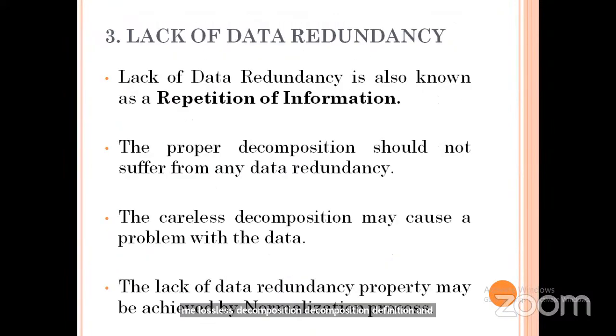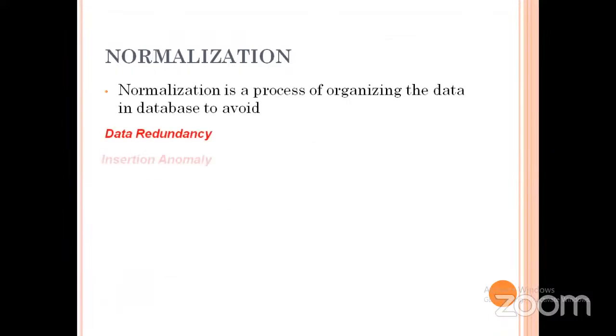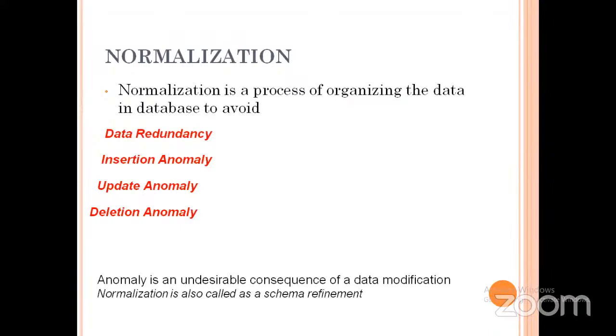Next, normalization concept. So normalization is nothing but a process, okay? It is a process of organizing the data in a database to avoid data redundancy, insertion anomaly, update anomaly, deletion anomaly. Normalization is an important concept. Why are we going for normalization? It is a process of organizing the data in a database to avoid data redundancy, insertion anomaly, update anomaly, deletion anomaly.